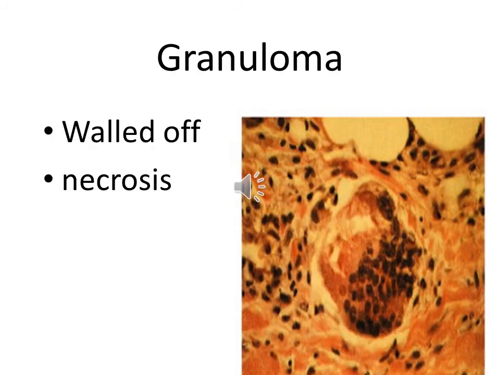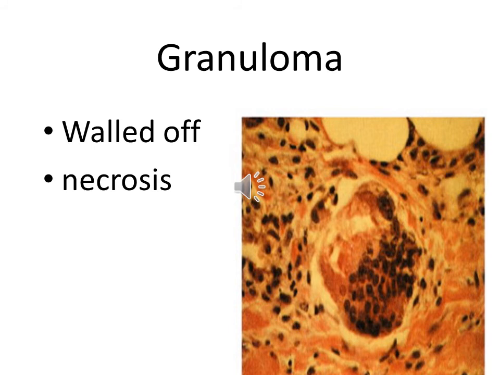There is a distinctive type of chronic inflammation which involves the formation of a granuloma. A granuloma is formed when the body is trying to wall off an infection. It consists of a mass of macrophages surrounded by lymphocytes.